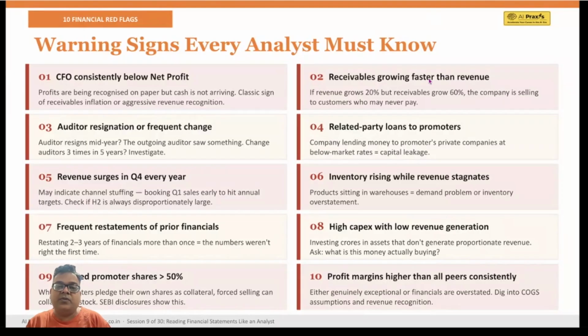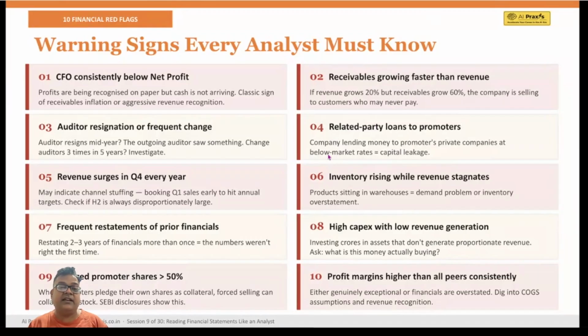So now we come to one of the most critical parts of the financial analysis. That is red flags. Let's discuss. These are warning signs. They don't automatically mean fraud, but each one demands an explanation before you trust the numbers. The first red flag is CFO consistently below net profit. This means profits are being reported, but cash is not coming in. A classic sign of aggressive accounting or inflated receivables.